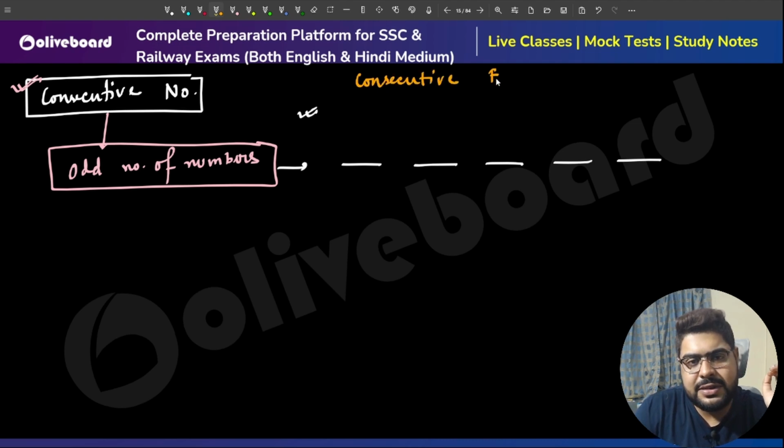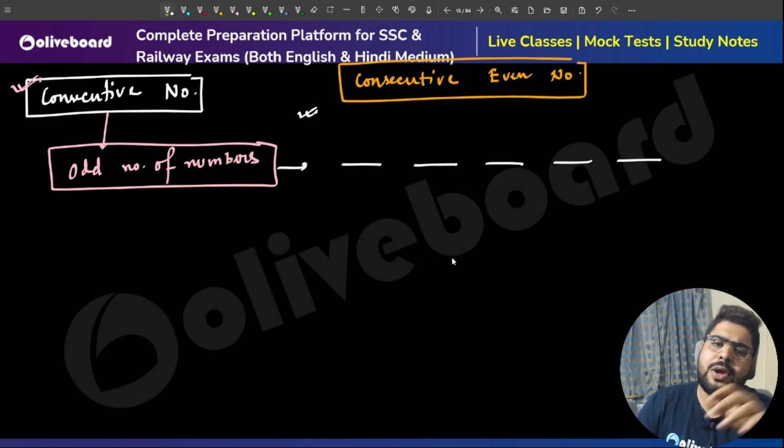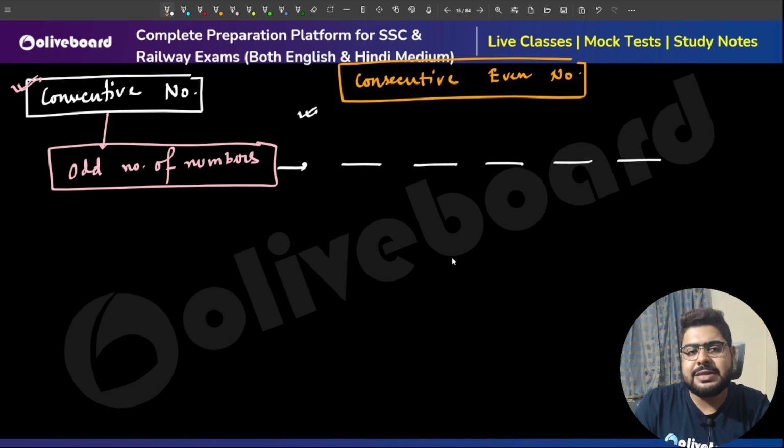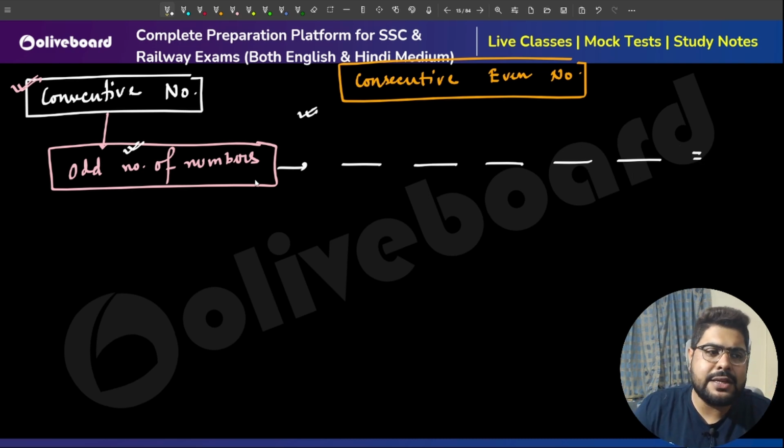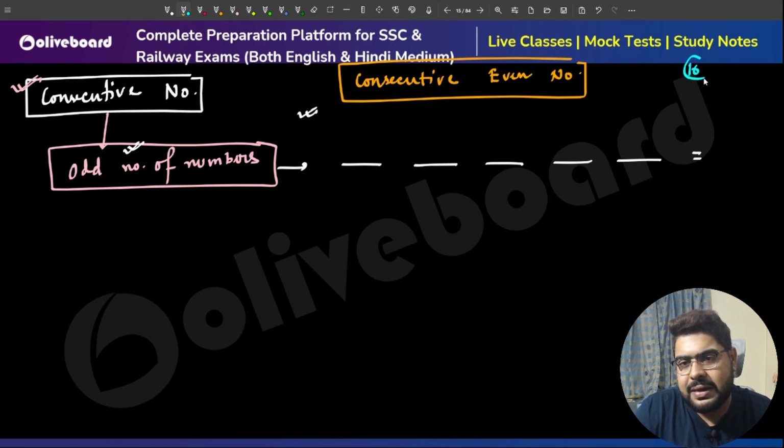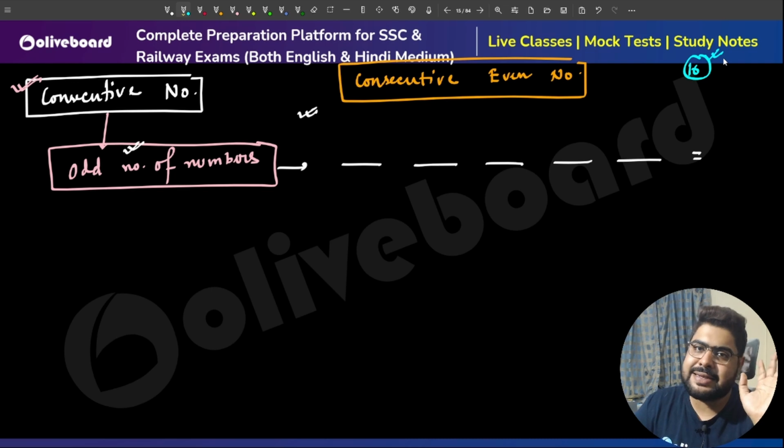Consecutive even numbers. Now please understand one thing. I'm going from absolute basics. If we are talking about consecutive even numbers and an odd number of numbers, meaning 5, 7, 3, these types of numbers, they are saying the average of the consecutive even numbers is given as, say, 16.